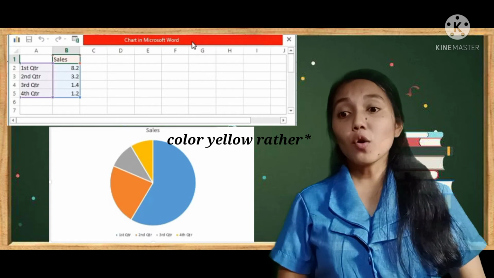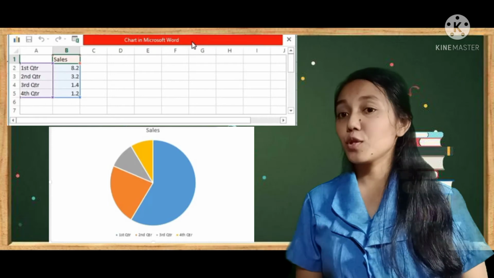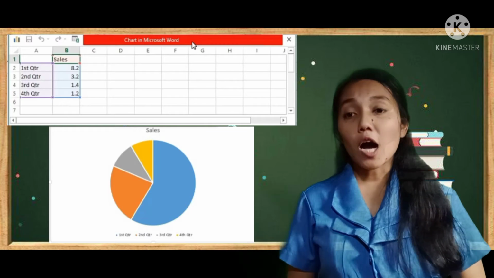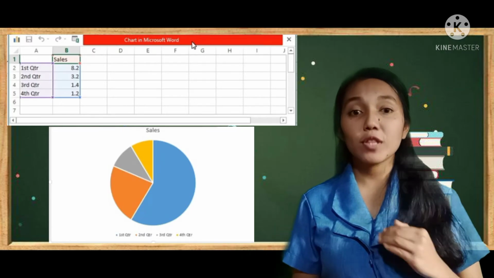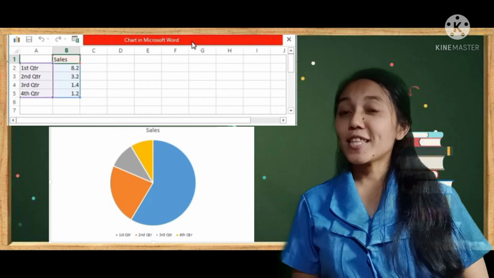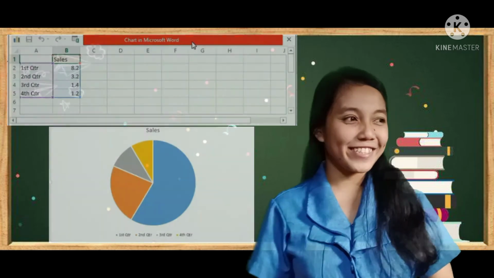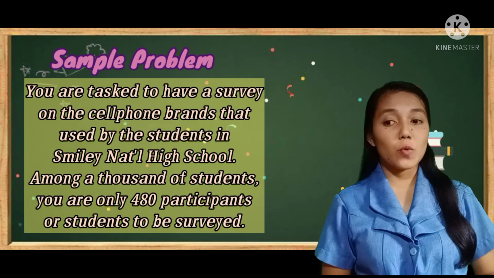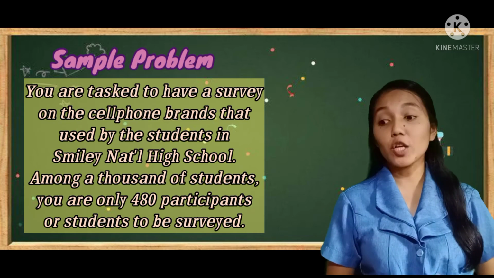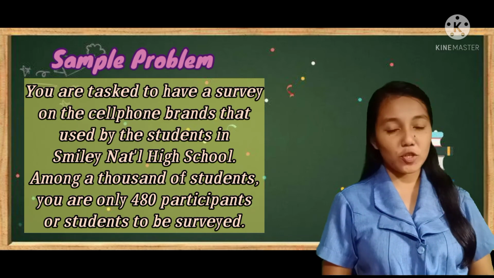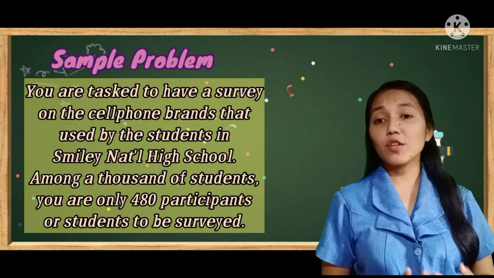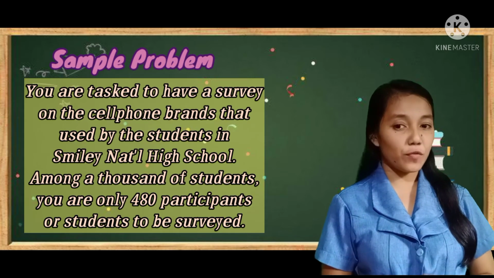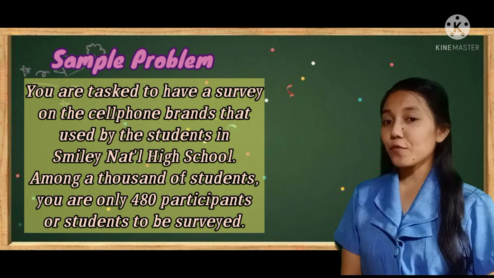Okay, very good. So, for you to thoroughly understand and practice, I will give another example so that you will be the one to input the data and make the pie chart, okay? So, here is the sample problem, class. You are tasked to have a survey on the cell phone brands that are used by the students in Smiley National High School. Among 1,000 students, you only choose 480 participants to be surveyed. And the results for that survey are the following.